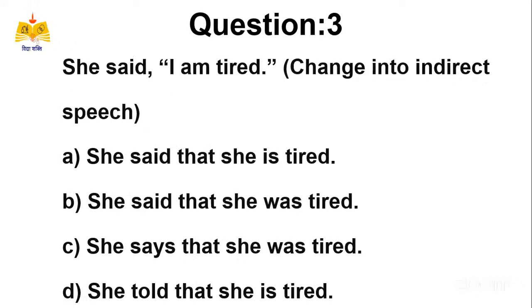She said, I am tired. Change into indirect speech. A option, she said that she is tired. B option, she said that she was tired. C option, she says that she was tired. D option, she told that she is tired. Which of these are the correct answers?